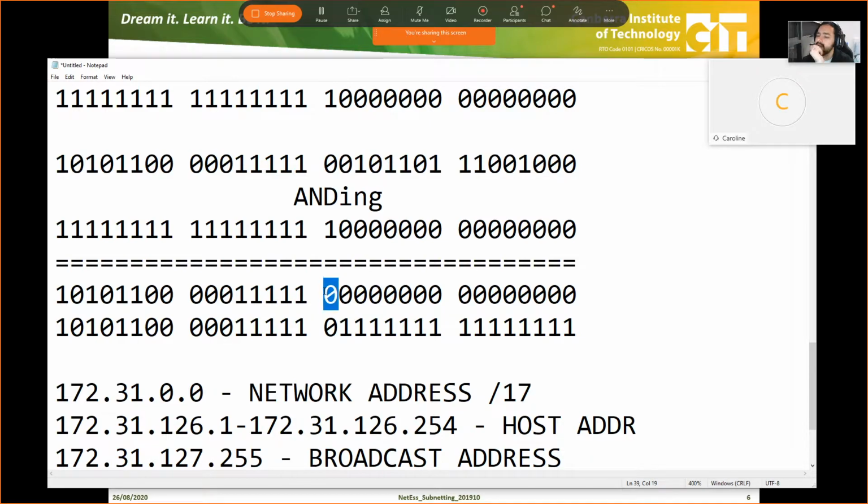Is that because it's part of the network and you don't change it because it's not the broadcasting address?